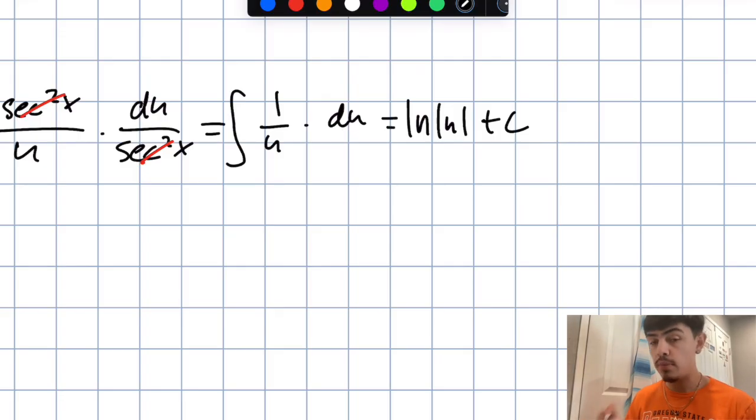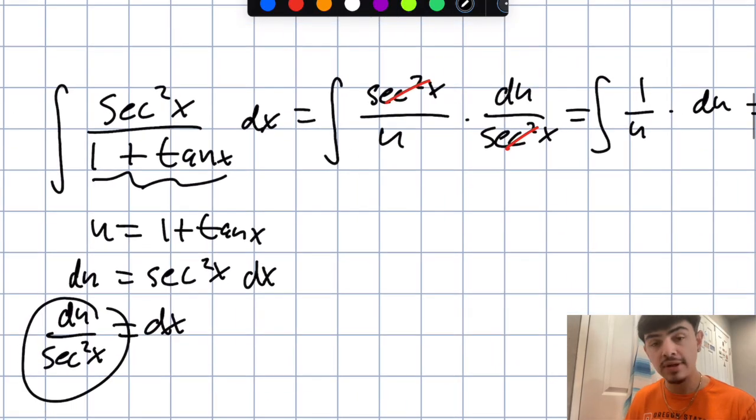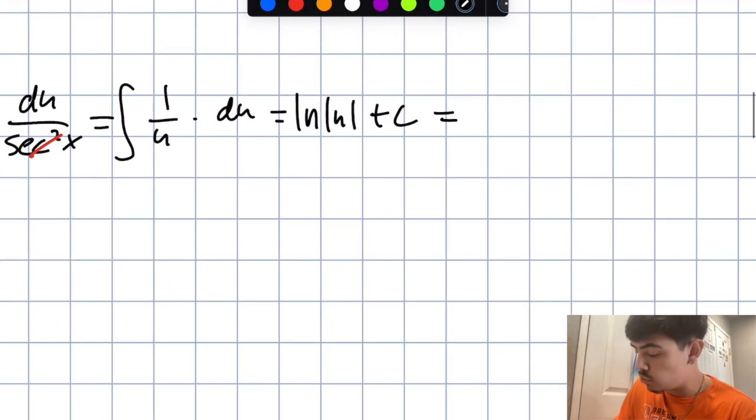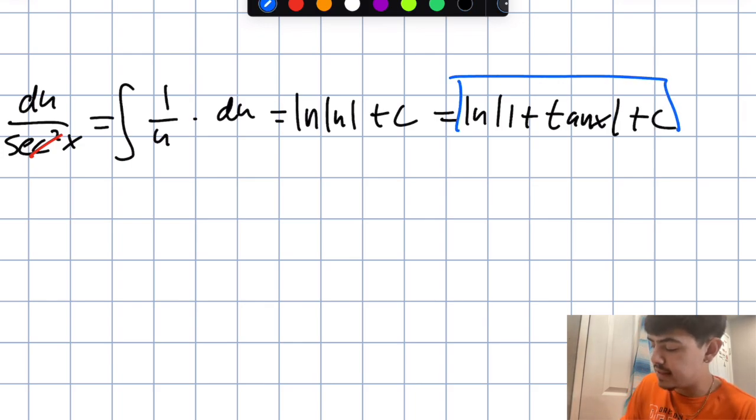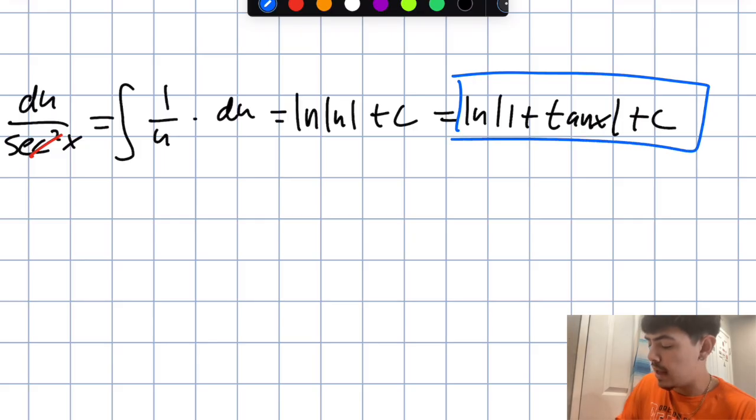So now, remember, last step, plugging in our u's. What was our u? It was 1 plus tangent. So let's go ahead and rewrite this as natural log, absolute value, of 1 plus tangent x, plus c. And boom, that's our final answer.